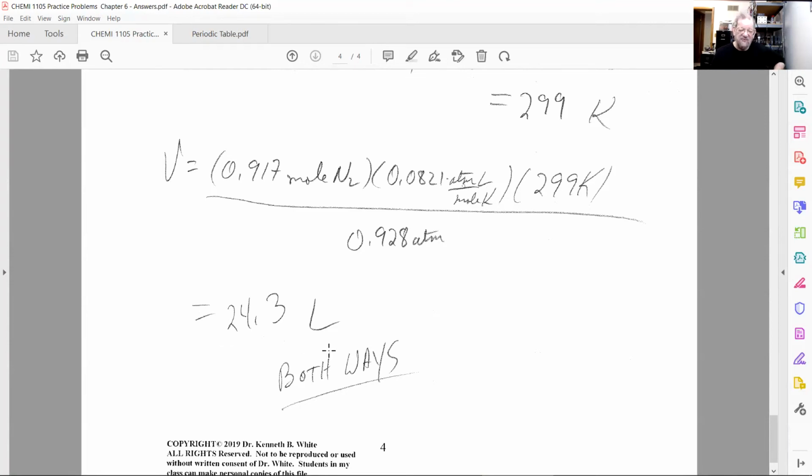And notice it says both ways. What that means is, there are 2 ways of rounding off: at each step for each calculation, or wait until the end. Dr. White is an each step person. I am, but I'm not going to force you to do my way. I'll calculate it either way. In this case, if you round off at the end or at each step, it's the same answer. If they're different, both will be correct on test number 3.